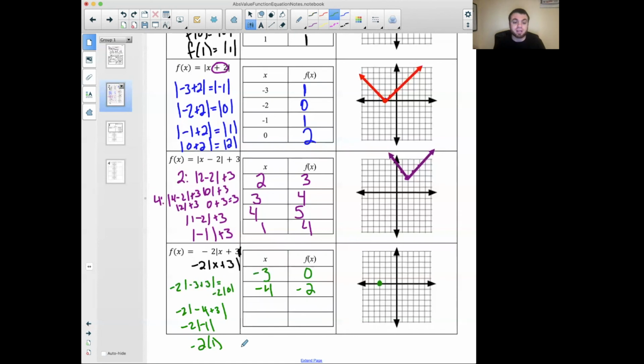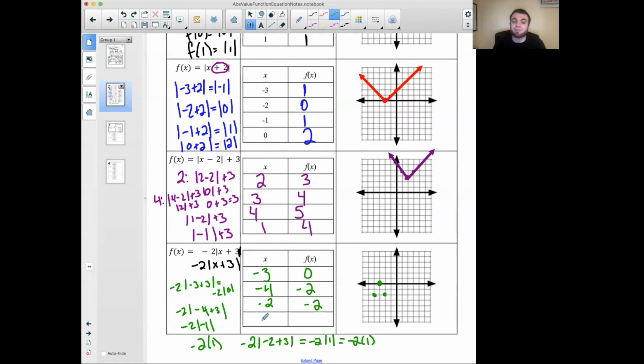Okay, now I'm going to plug in -2. -2 plus 3 is 1. The absolute value of 1 is 1. -2 times 1 is -2. Boom. Okay, one more.